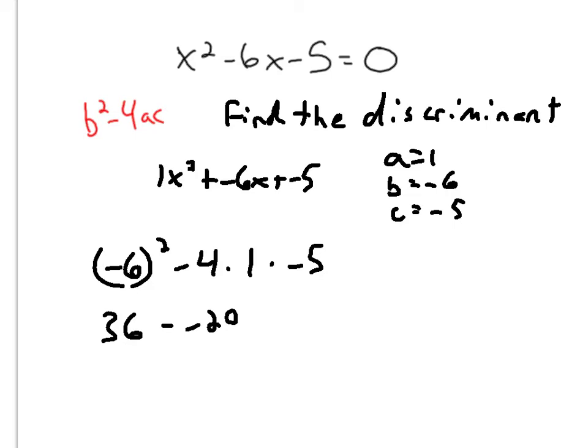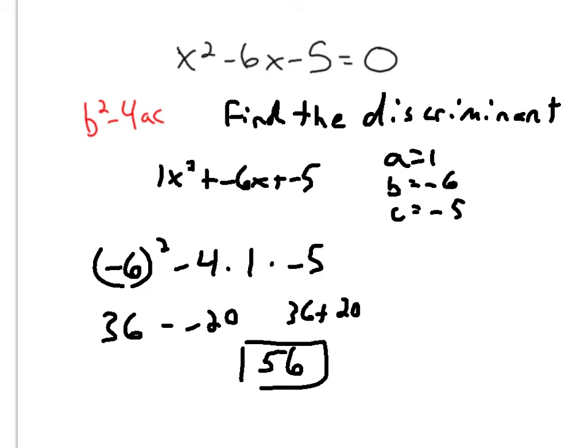Okay, well then that would change to 36 plus positive 20, which is 56. So the discriminant in this case is 56. Alright, so we just found the discriminant.